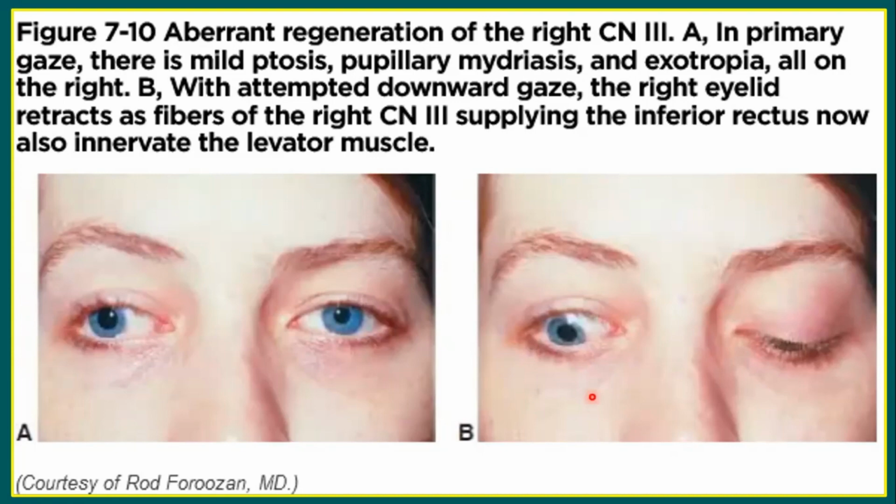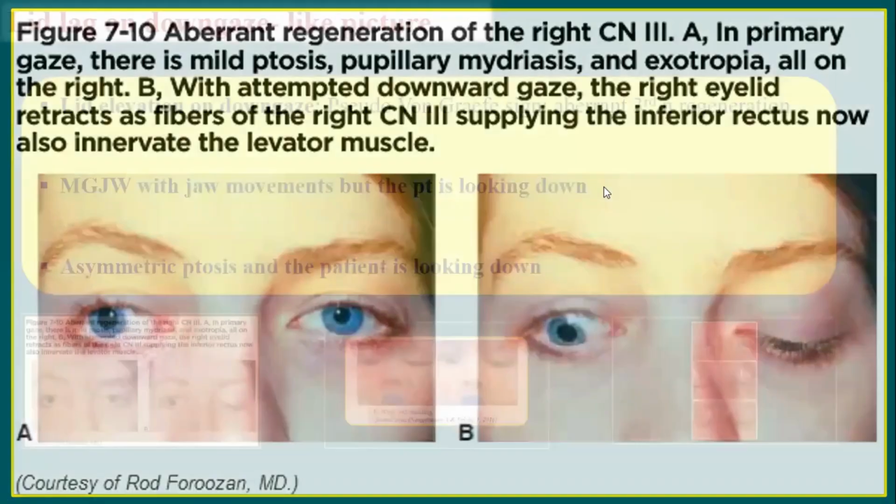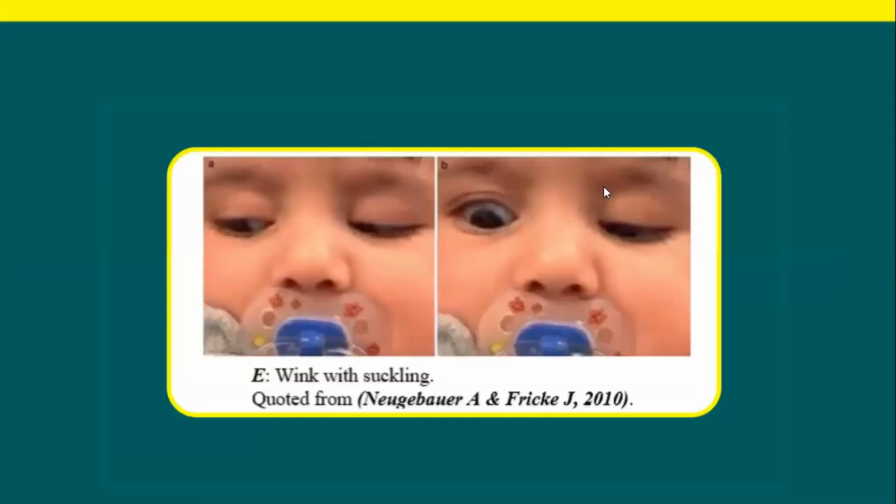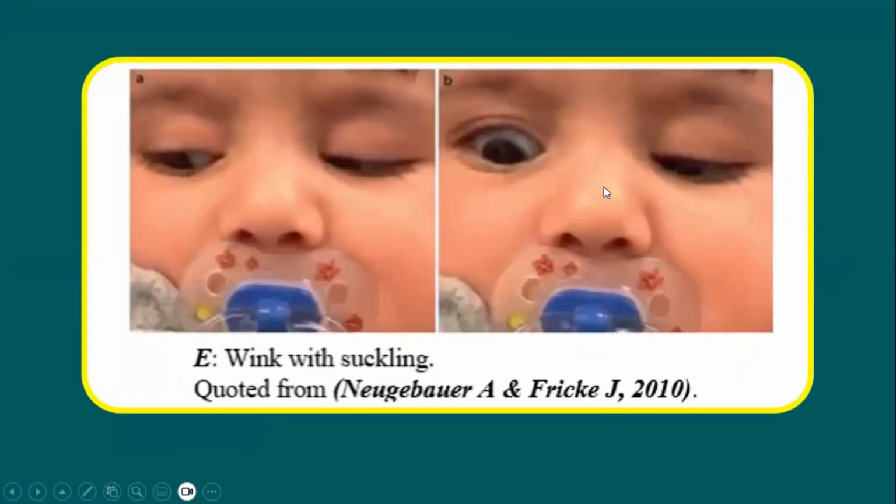Actually, the down movement is not good in this case because she already has a diagnosis of third nerve palsy. So this is number one, which gives a picture that looks like lid lag, lid elevation on down gaze: pseudo von Graefe in apparent third nerve palsy. Another picture I've shown you before in the previous class is Marcus Gunn.